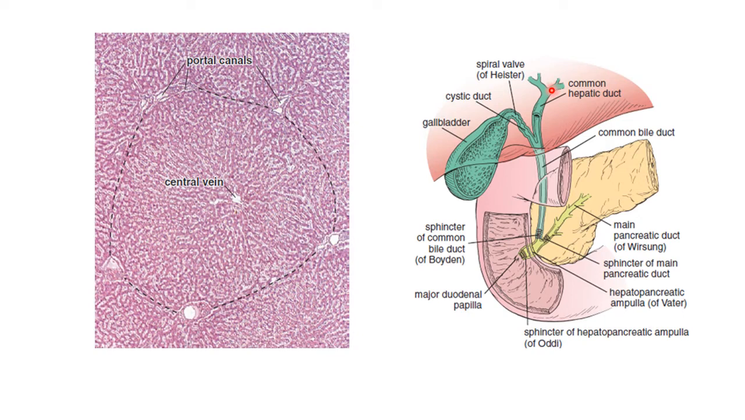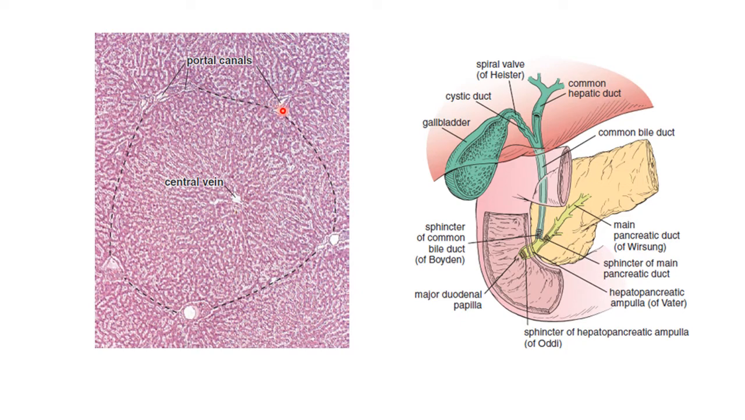These two will fuse together, forming the common hepatic duct, which will join the cystic duct, forming the common bile duct. The common bile duct will open in the duodenum at the ampulla of Vater.